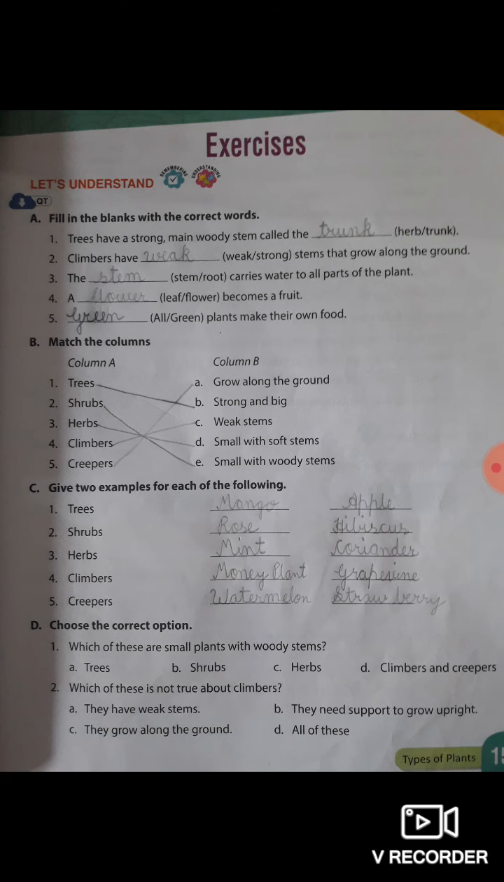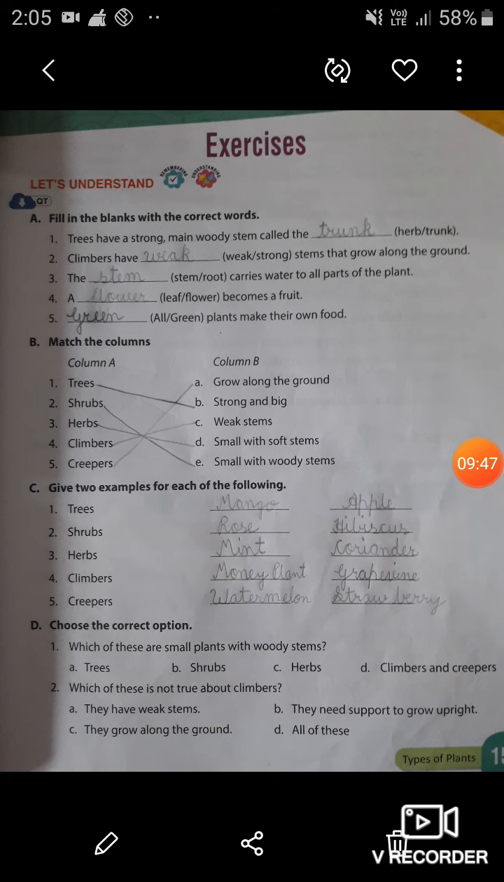Now let's come to the fourth one, climbers. Money plant, grapevine. So the examples of climbers are money plant and grapevine. The fifth one is creepers. So the examples of creepers are watermelon and strawberry. So you have to write watermelon and strawberry in the given blank.